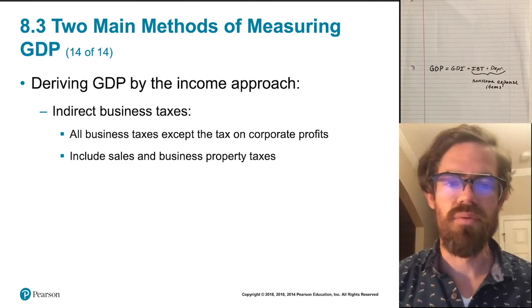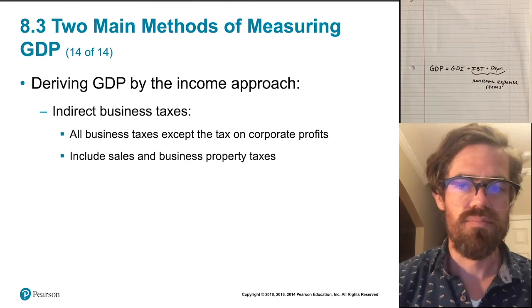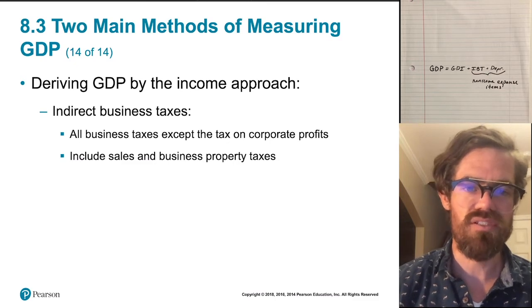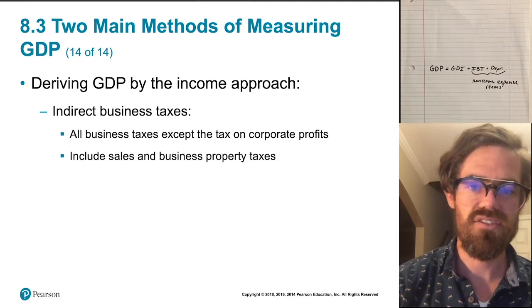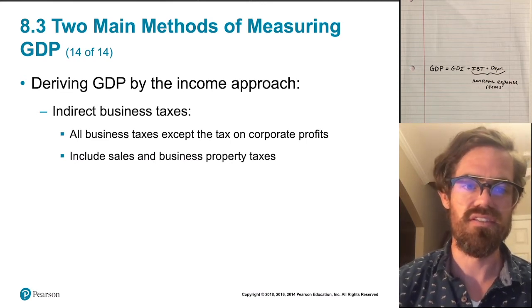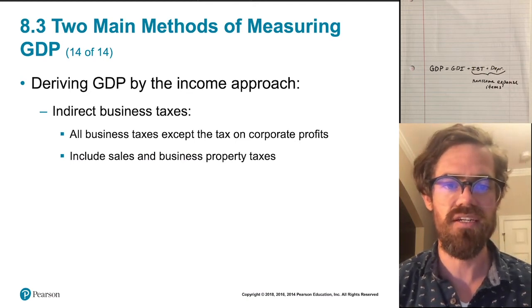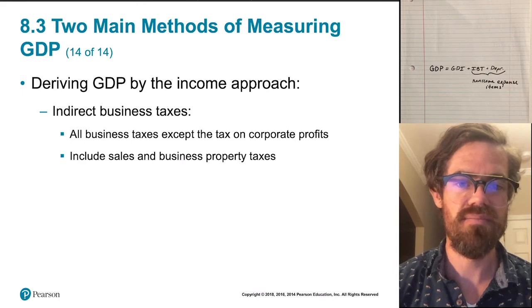All right, so let's think about why we have to add these things into GDI, gross domestic income. So first of all, what are indirect business taxes? These are all business taxes except the tax on corporate profits, right? So taxes on corporate profits, profit is one of the incomes, and taxes on that are not included in this. So this does include sales taxes, business property taxes, right? Every business tax except for the tax on corporate profits. Okay, so we need to add that back in to income.